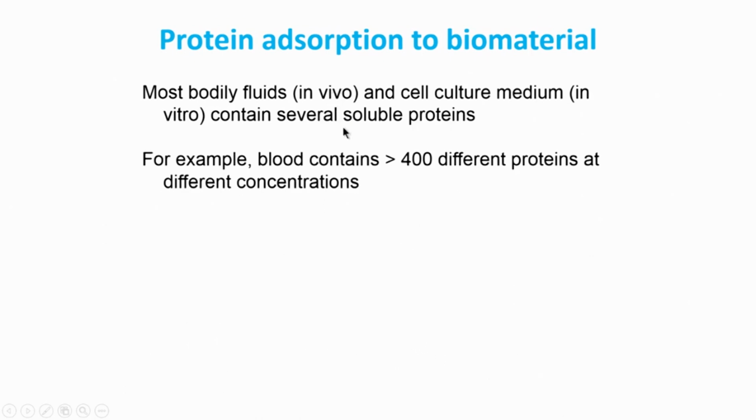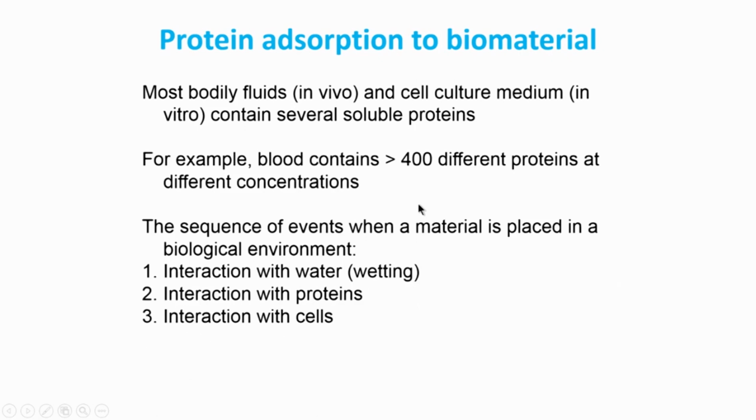Hence most bodily fluids which contain several proteins will result in protein adsorption onto any foreign substance that the body sees. So, we have several types of proteins. For example, blood contains almost about 400 different proteins at different concentrations flowing through our blood circulation. So, what will happen if I put an implant, let us say a pen, in my body? Let us say this is an implant.